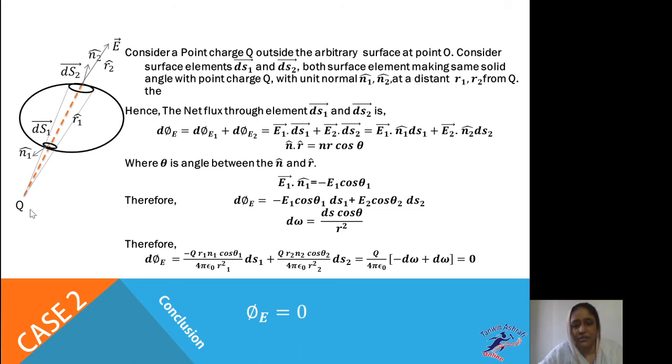Conclusion: if the charge is outside the body, there is no flux coming out of the surface. If the charge is outside the body, there is no flux coming out of the surface. If the charge is inside the body, there is a flux coming out of the surface.